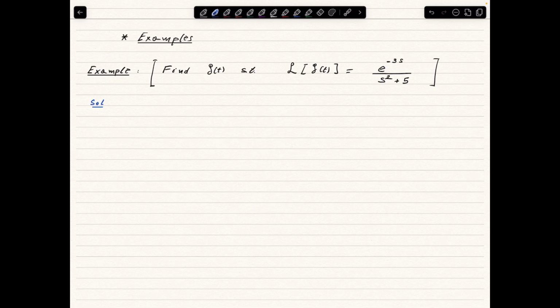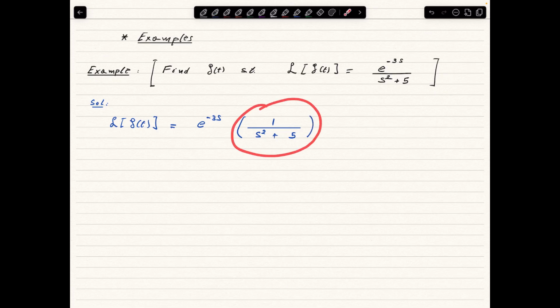How do we do this problem? We are looking for the function g. The Laplace transform is the exponential of negative 3s, and then here we have 1 over s squared plus 5. It would be nice if this is in our Laplace transform table, and actually it is almost. We need to do some slight modifications so it appears in the table.